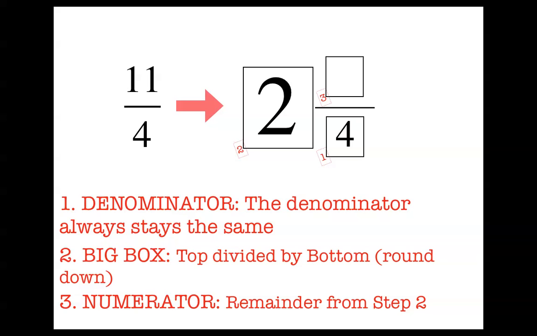But how many leftovers are there? Well, 4 times 2 is 8. Okay, the next multiple of 4 is 12, but it doesn't get there. It's 1 shy of that. So it goes 8, 9, 10, 11. And that 9, 10, 11 is your remainder. There's 3. So 11/4 becomes 2 3/4. 2 3/4 is equal to 11/4, and 11/4 is equal to 2 3/4.